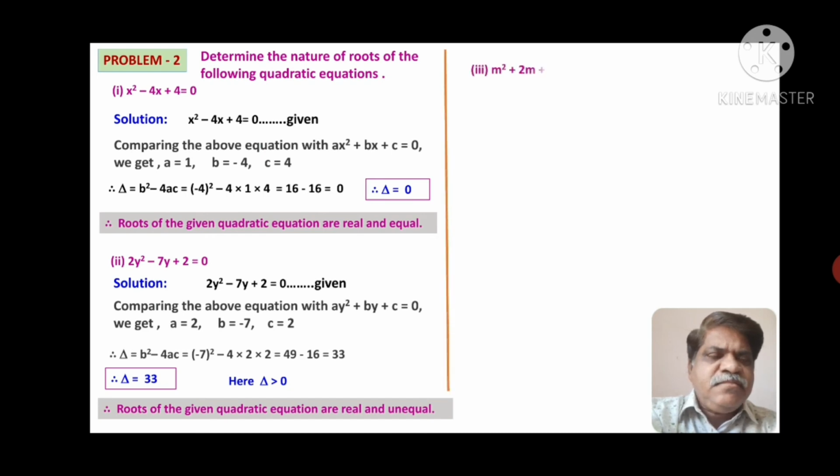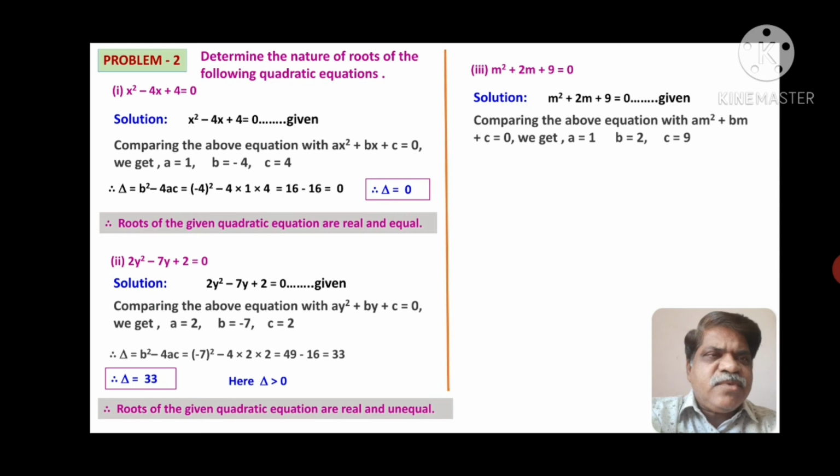Third, m square plus 2m plus 9 is equal to 0. Solution. Now, it is given that m square plus 2m plus 9 is equal to 0. Comparing the above equation with am square plus bm plus c is equal to 0, we will get a is equal to 1, b is equal to 2 and c is equal to 9.